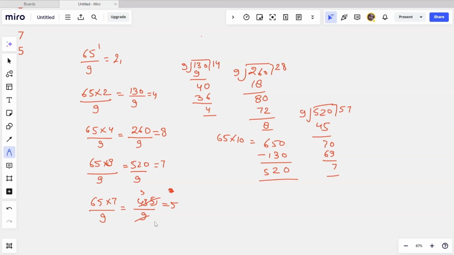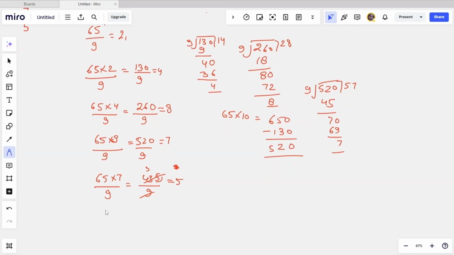Let's try to find out another remainder. 65 into 5 divided by 9. 5 times 5 is 25, 5 and 2 carry, and 6 times 5 is 30. So it will become 325 divided by 9, 9 times 6 is 54. So the remainder is 1. So as you can see, the remainder is 1.